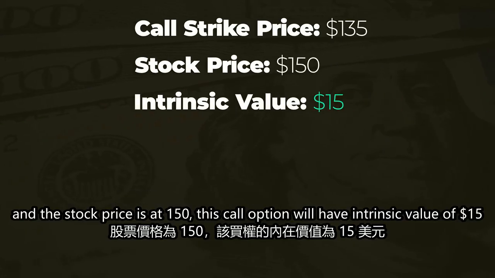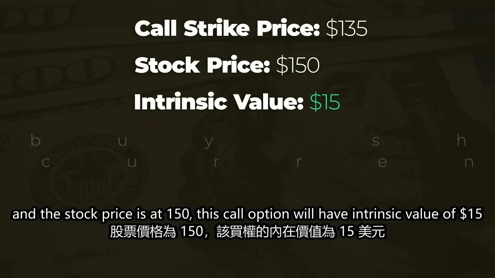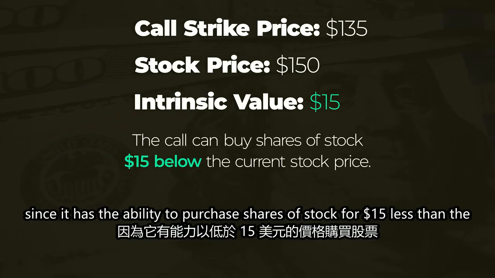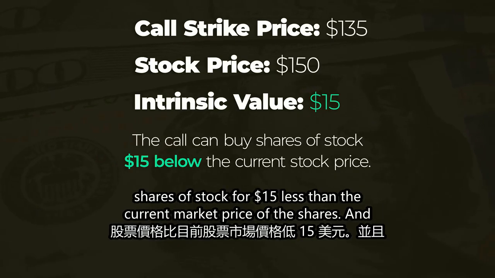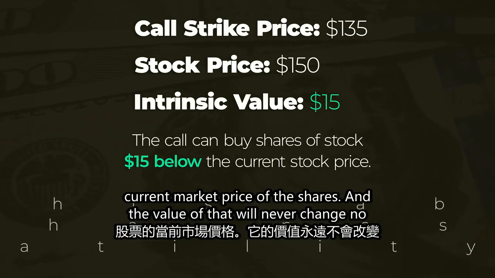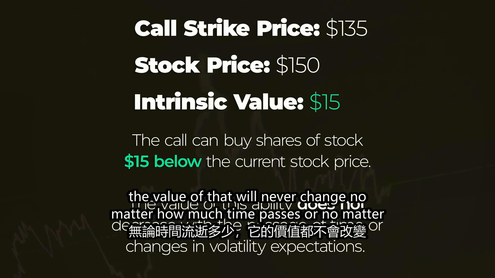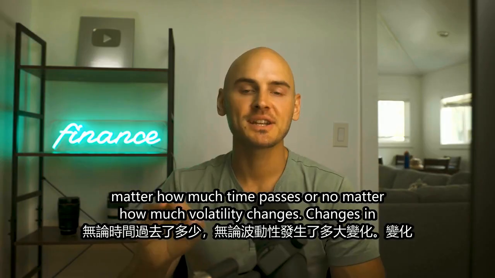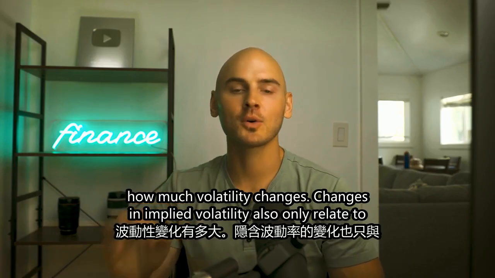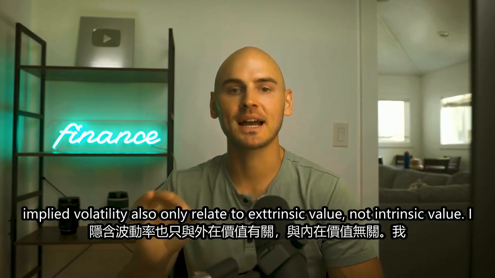This means if we have a call strike of 135 and the stock price is at 150, this call option will have intrinsic value of $15 since it has the ability to purchase shares of stock for $15 less than the current market price of the shares, and the value of that will never change no matter how much time passes or no matter how much volatility changes. Changes in implied volatility also only relate to extrinsic value, not intrinsic value.